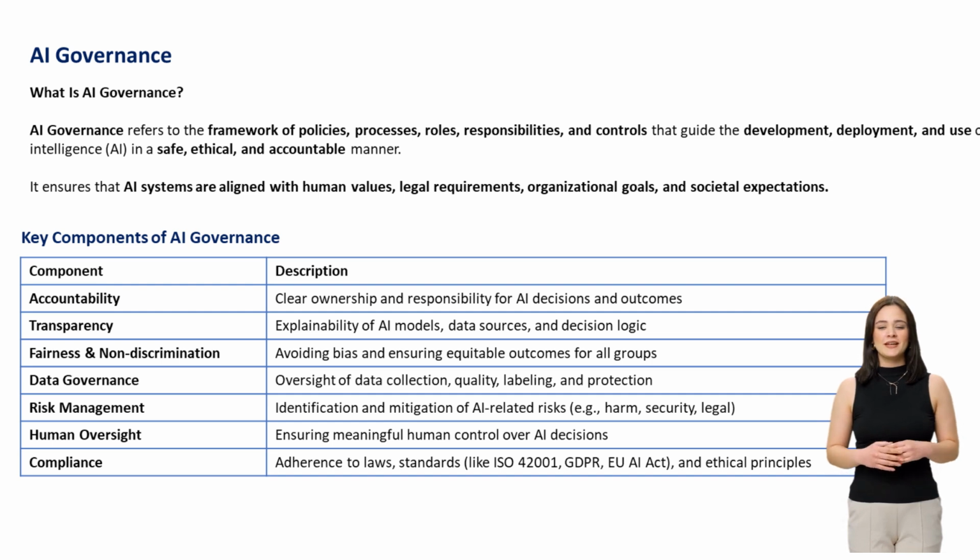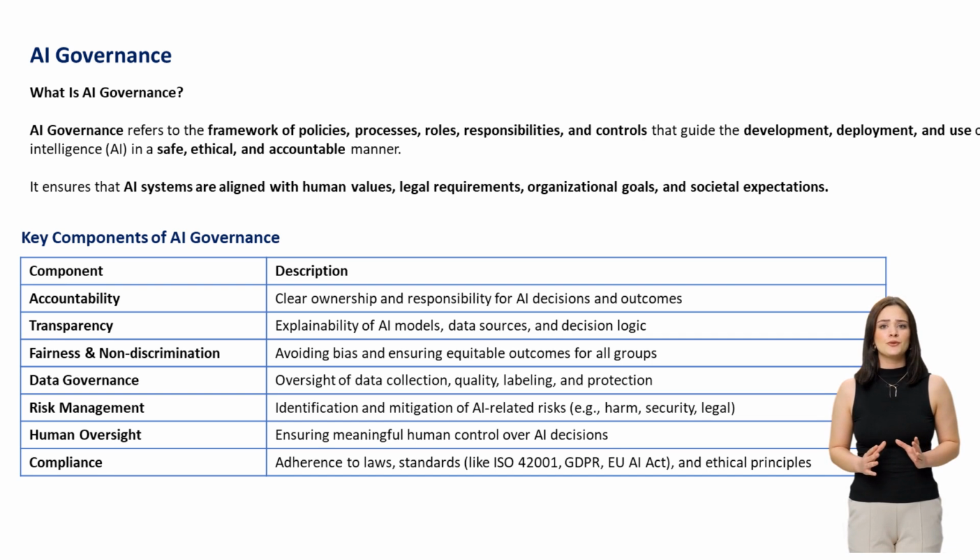So, what exactly is AI governance? In simple terms, AI governance refers to the comprehensive framework of policies, processes, roles, responsibilities, and controls that guide the development, deployment, and use of artificial intelligence in a safe, ethical, and accountable manner. Its core purpose is to ensure that AI systems are aligned with human values, legal requirements, organizational goals, and societal expectations. But what does this framework actually consist of?